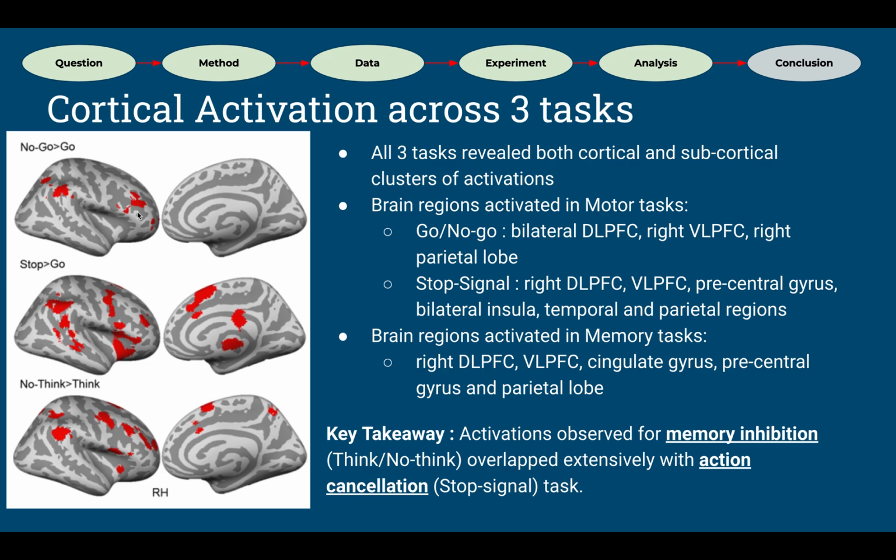When we do pairwise comparison, we see two conclusions. The number of regions that are active in the action prevention is not large, while in the action cancellation and the memory cancellation, the regions are quite extensive. Also, one more key observation is that there is a significant overlap in the active regions in the cancellation tasks, and as mentioned earlier, the DLPFC is active across all three tasks.